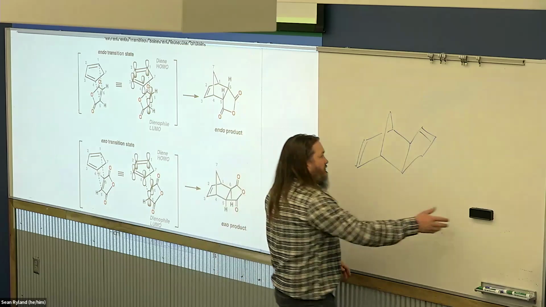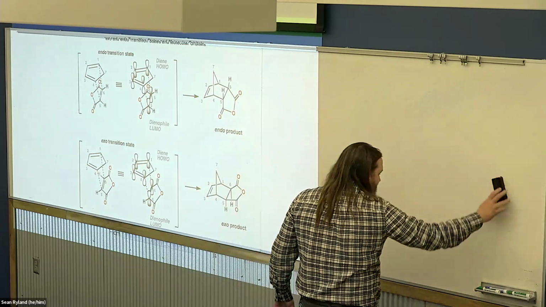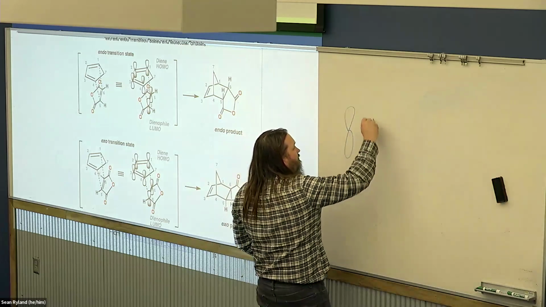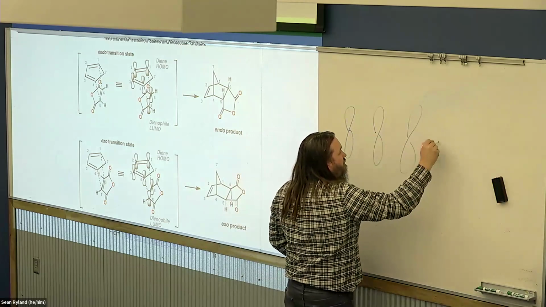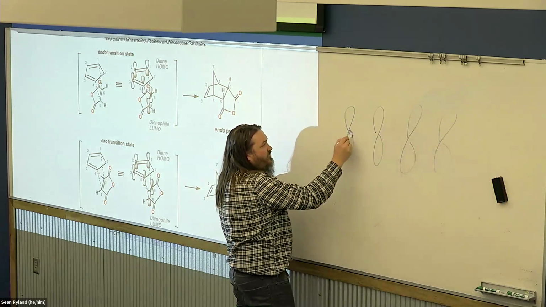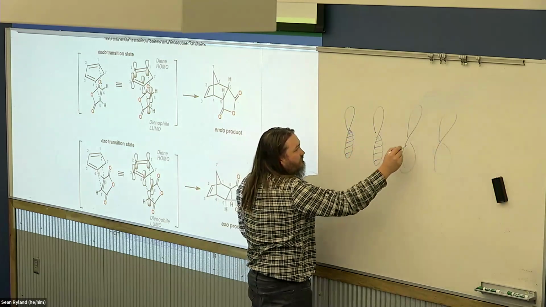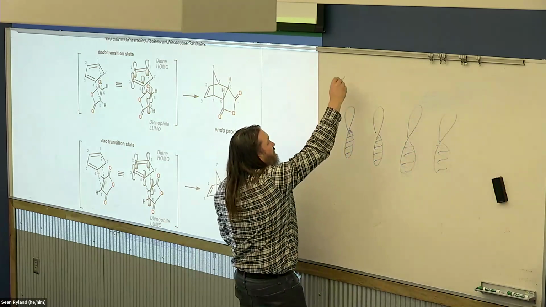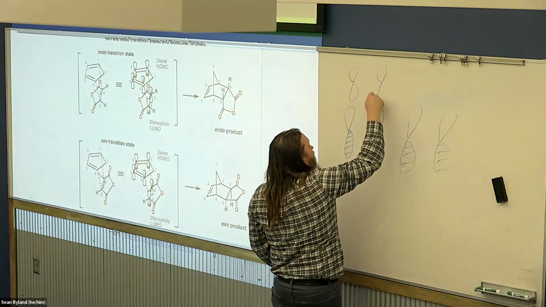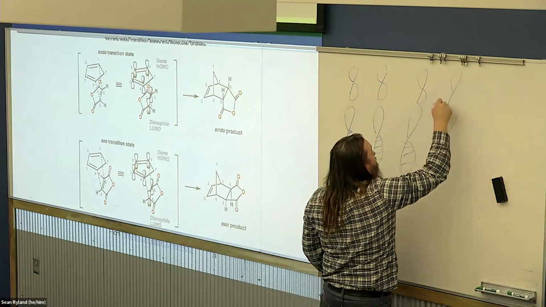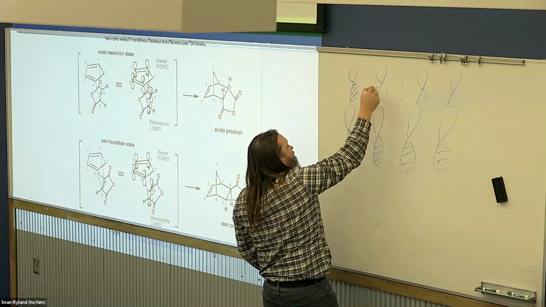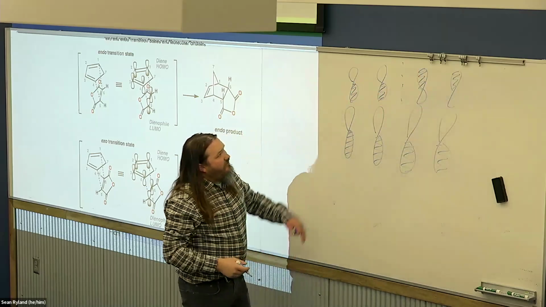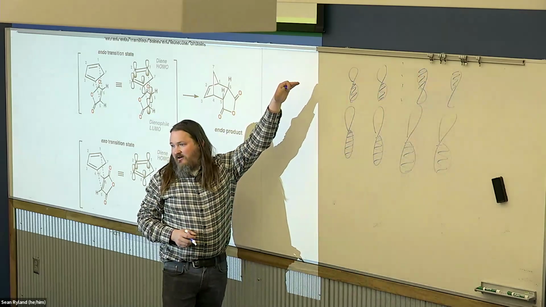And the way we know that, if you remember thinking about these pi systems, is if we just looked at 1,3-butadiene, your lowest energy pi system looks like this, right? And then slightly higher in energy, we would add one node in the middle, so it would look like this. And then there's a higher energy pi system that has two nodes in it, right?